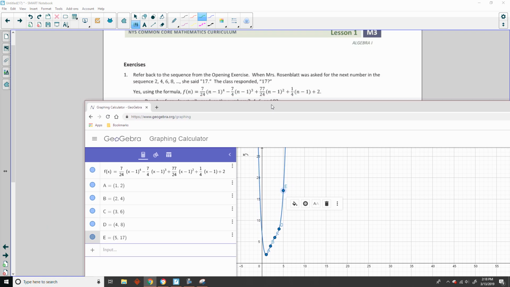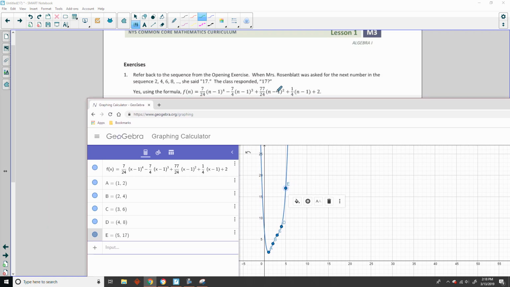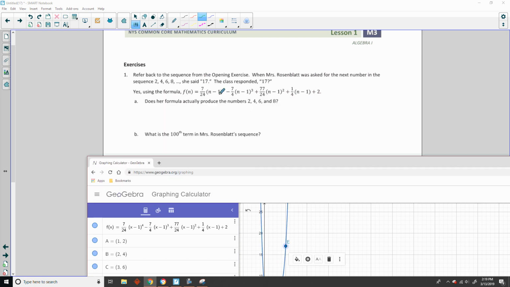So just to show you that it does match, here is her formula. It's copied in here, and then I plugged in the points (1, 2), (2, 4), (3, 6), (4, 8), and (5, 17). And looking at the graph, sure enough, those points are all on that graph. So yes, this formula does work as long as the next term is 17.